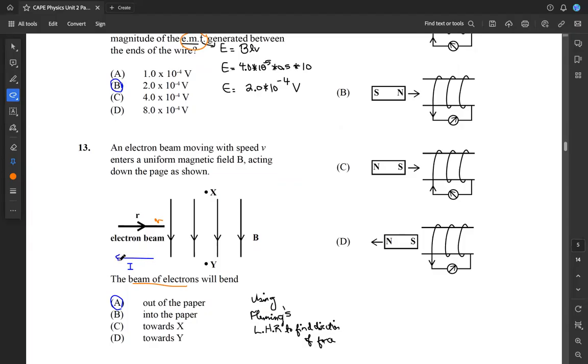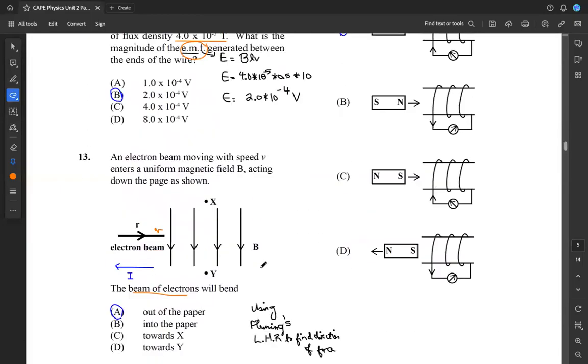So now we have our index finger, our first finger, pointing downwards, and our second finger pointing to the left. Then we stick out the thumb, and we see that the thumb is going to go out of the page. So the beam of electrons will bend out of the page. That's how we end up with A for our answer for 13. Again, we're using Fleming's left-hand rule to figure out the direction of force. How will that beam of electrons bend? It will bend out of the paper.